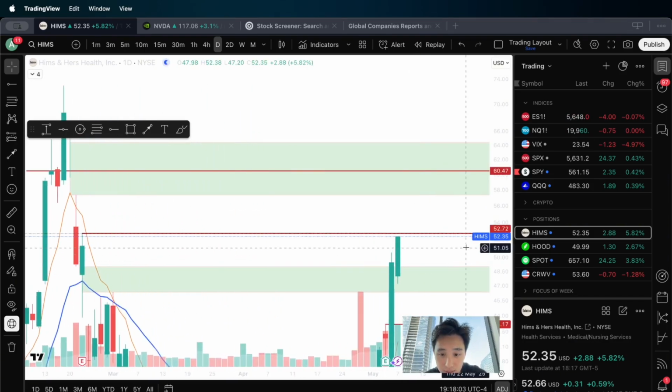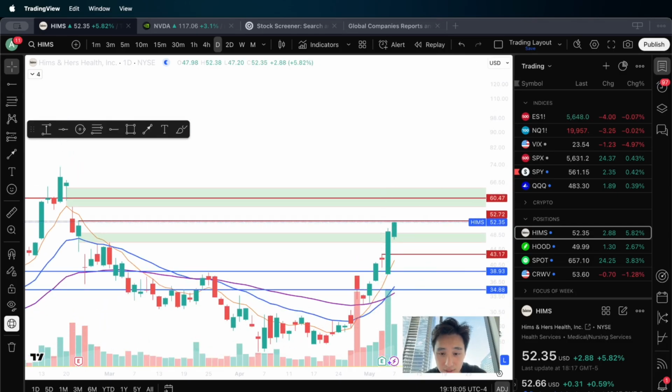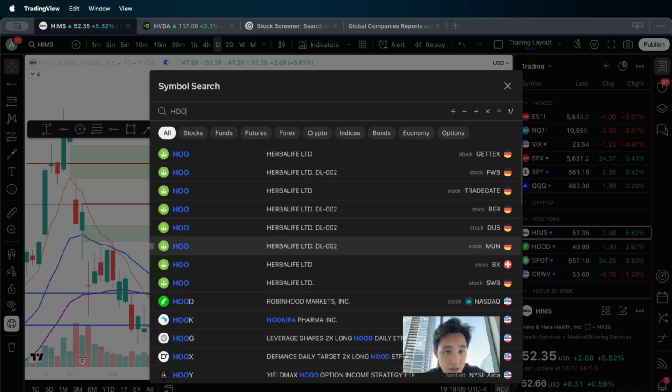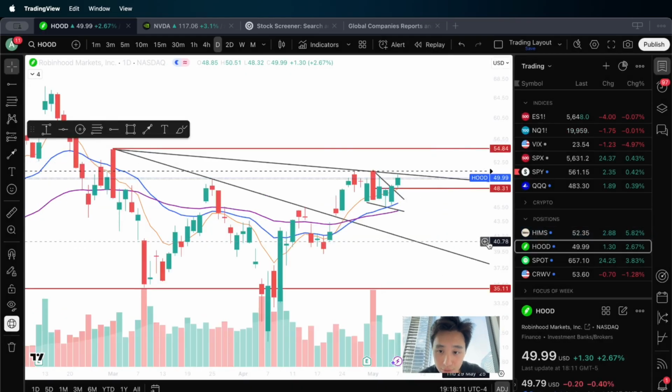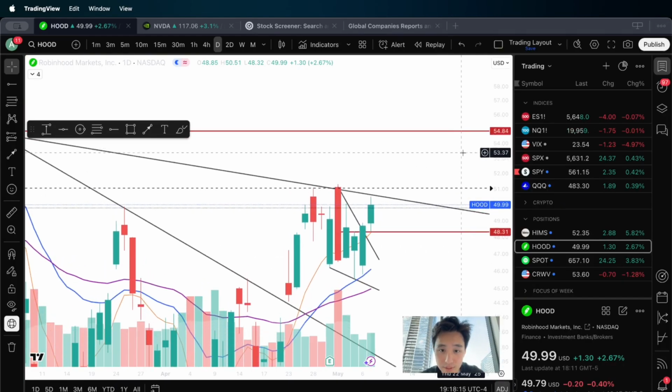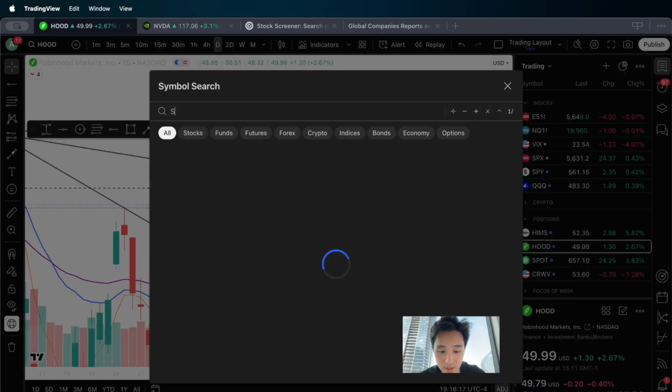It is a little extended here, but off of the earnings, that could be the kind of jump pad to use as a springboard to continue. I know Sean entered Hood. I am in Hood as well. We already covered this. Really, we just want about 51.